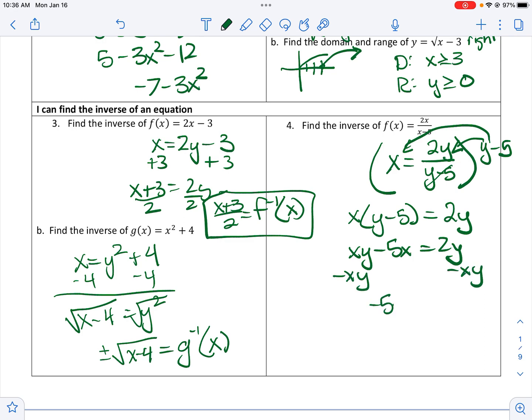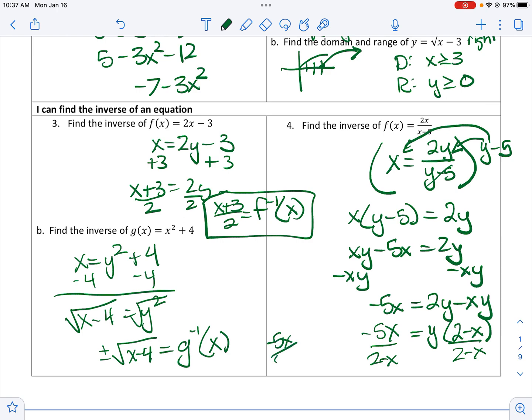So we have negative 5x equals 2y minus xy. Well, if I factor out a y, this would be y times (2 minus x). And then I have to divide by 2 minus x to get y by itself. So we have negative 5x over 2 minus x equals our inverse. Now those division ones are probably the trickiest there.